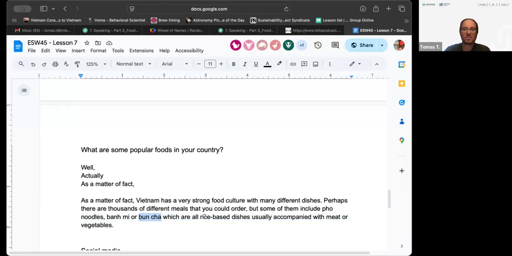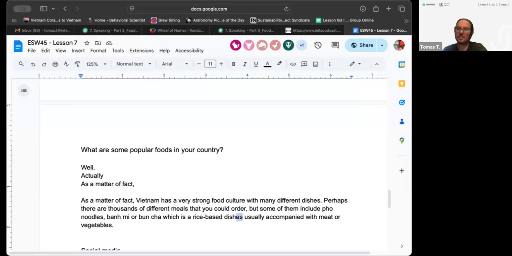Just mention some detail about one or two of the ingredients. And most of these dishes, oh, banh mi is not a rice-based dish. Okay, well, maybe we can just explain bún chả, yeah? Bún chả, which is a rice-based dish.